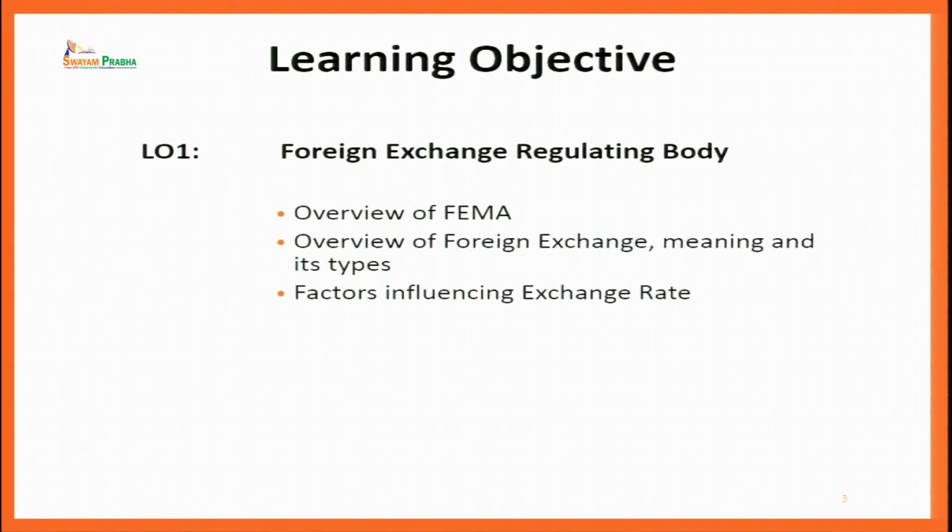So now let's begin with lecture number 11, and let's look at the learning objective of studying this chapter: the foreign exchange regulating body. Most predominantly in our country, earlier it was FERA, now it is FEMA. From the Foreign Exchange Regulation Act, it moved to the Foreign Exchange Management Act.